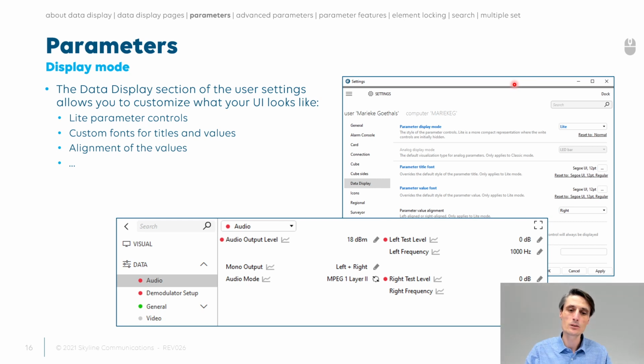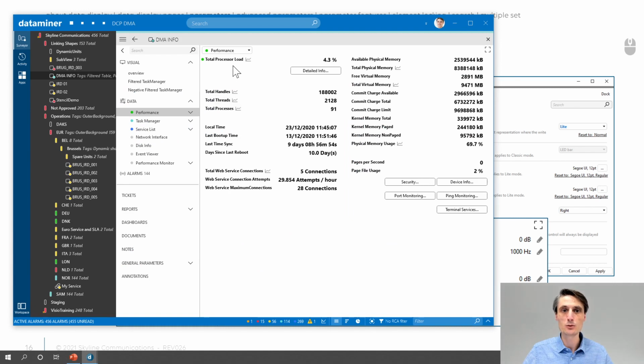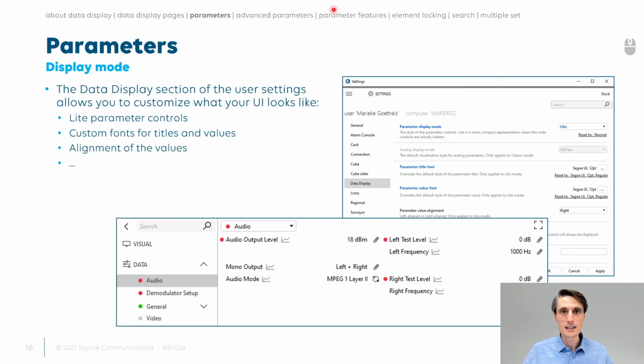It is being called light. Why is it being called light? Well, the audio output level is now only displayed in one line. So you noticed maybe that our total processor load is no longer showing the LED bar. So the light mode of the parameter display mode is basically removing the graphical presentation so that everything is on one line.